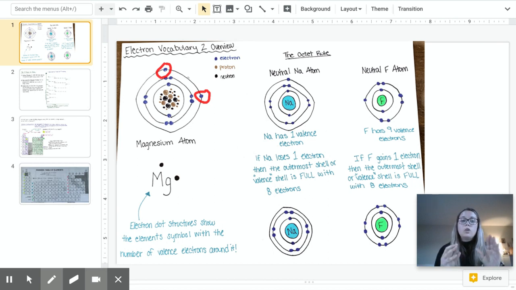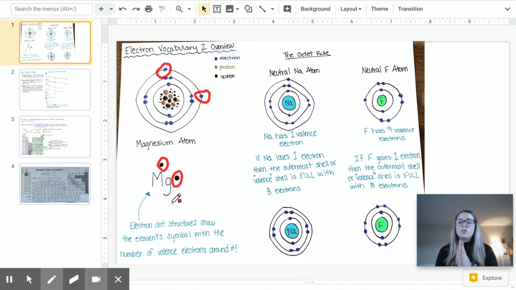Moving down, the electron dot structure. Plain and simple, it's just the element symbol. In this case, we still have magnesium with the appropriate number of valence electrons around it. Magnesium has these 2 valence electrons, so we draw 1 valence electron and then another valence electron. It's just an element symbol surrounded by dots that represent the valence electrons of that atom.